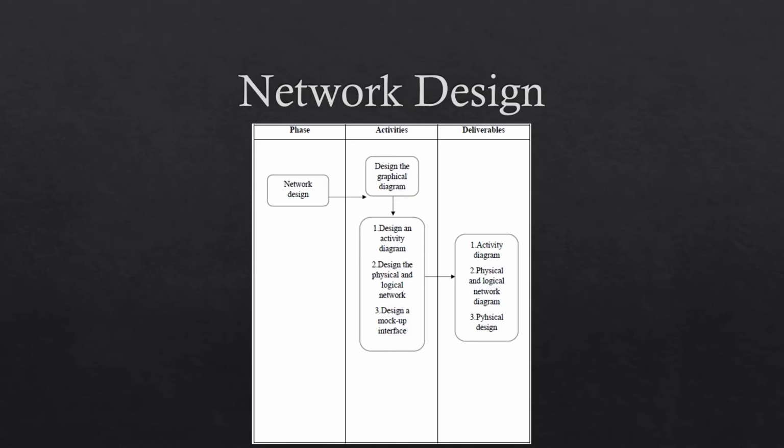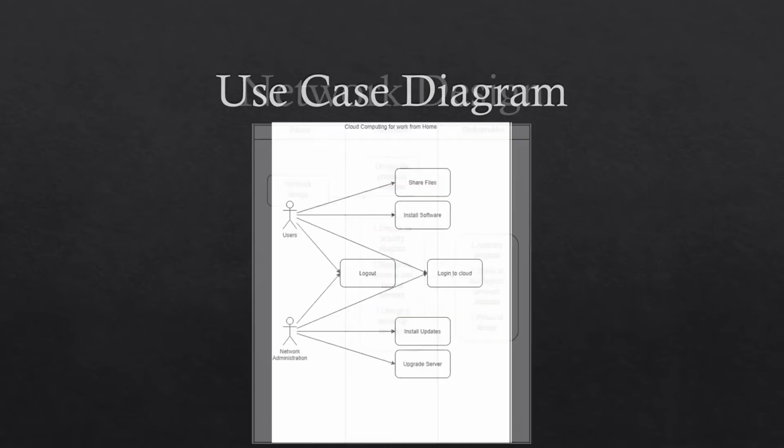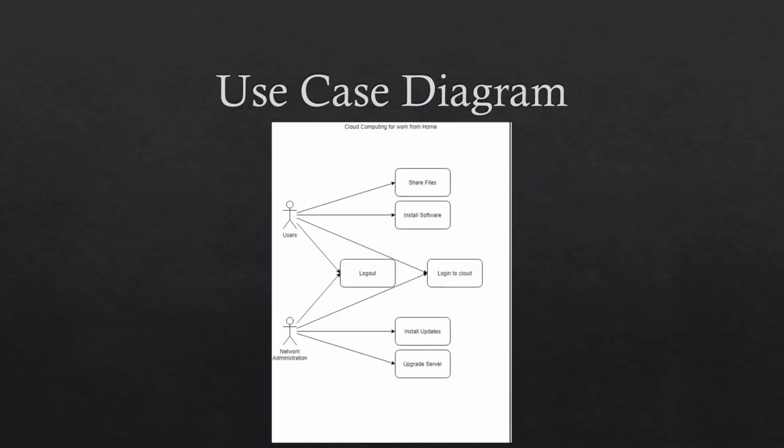So in network design, we design an activity diagram, and then design the physical and logical network, and then design a mockup interface. This is the use case diagram for this network. The user can share files, install software, and log in and log out of the cloud. And then the network administrator can also log in and log out, but also can install updates and upgrade the server.